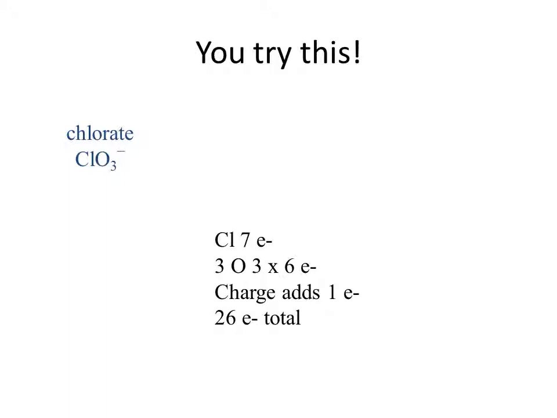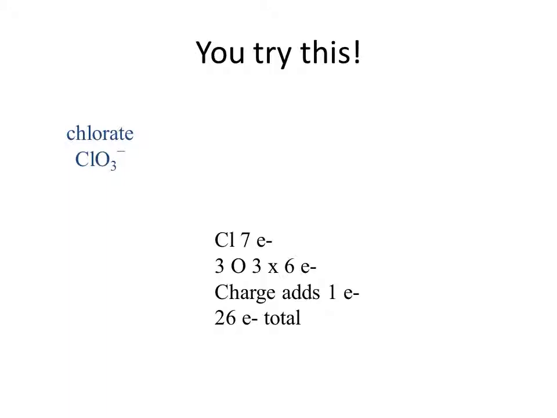To do chlorate, the first thing we do is we count up the valence electrons in the chlorine, 7 electrons, and then we have 3 oxygens, so the number of electrons is 3 times 6 electrons for oxygen. Charge adds 1 electron to the total. Because it's a -1 charge, 1 electron has been added. If the charge had been 2 negative or 3 negative, well then you would add 2 electrons or 3 electrons. This gives a total number of electrons as 26 electrons.